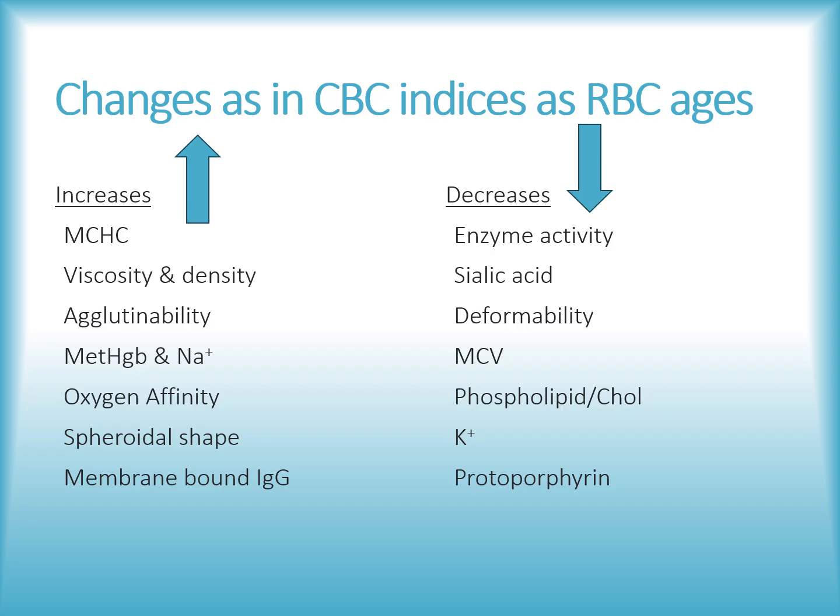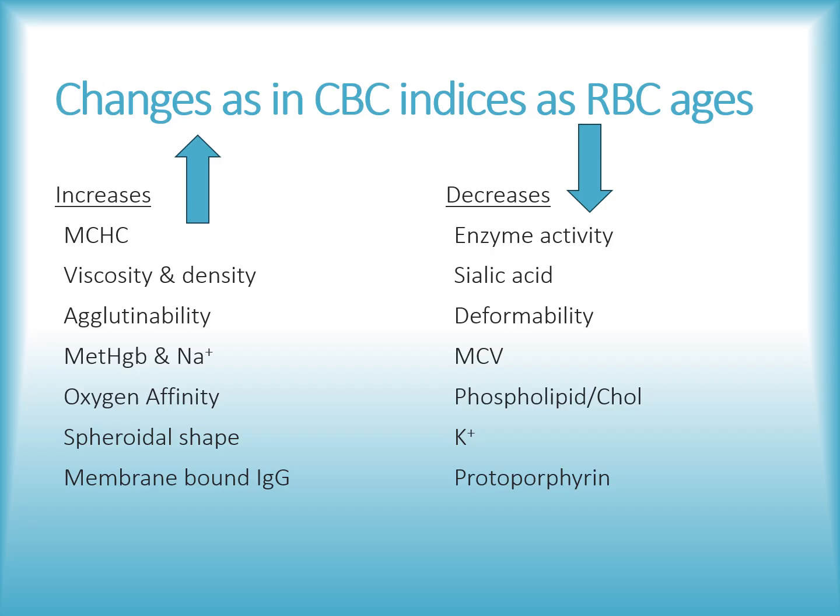We are going to see a decrease in enzymatic activity, a decrease in sialic acid, deformability, a decreased MCV, which is going to be mean cell volume or mean corpuscular volume, which is just referring to the cell's volume. We're going to see a decrease of phospholipid and cholesterol, which means that we are not going to have that same structure and shape that we need for deformability and stability.